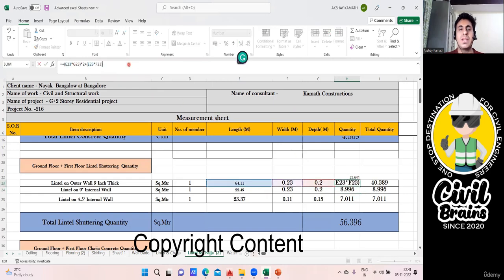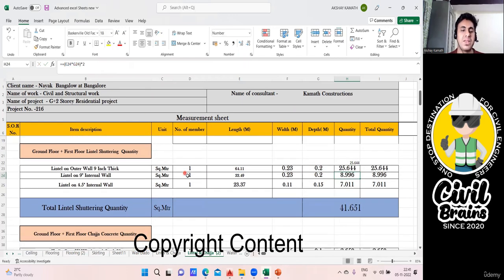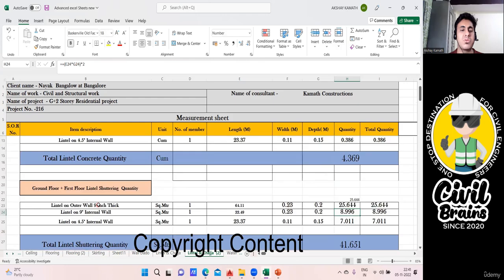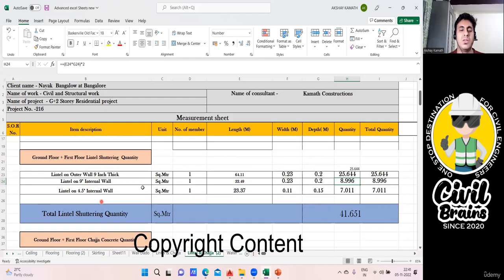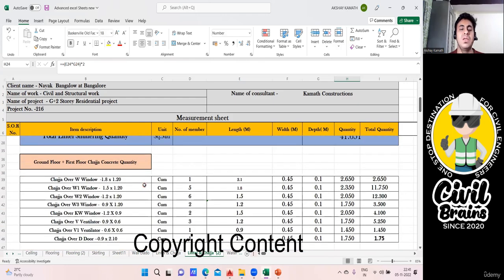Okay, length into breadth I multiplied. That's it. Simple. Done. Fine. So total lintel shuttering quantity is done. This includes my ground floor and also the first floor. Okay, done. So in the next lecture, we'll see how the chedja portion has to be taken care of.